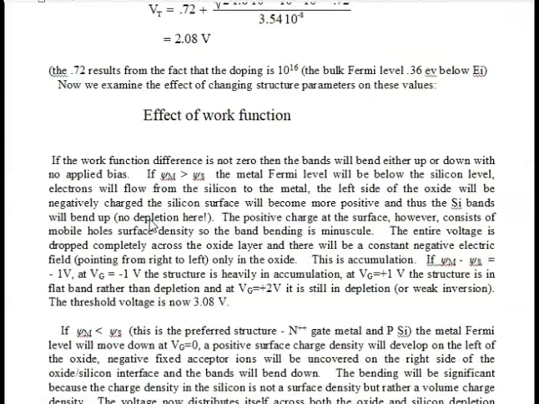Okay, now let's look at the effect of work function on all of this. So if the work function is not zero, the first case we considered the work function difference was 0. So now we're going to consider work function difference not equal to 0. And we start with the non-ideal case or non-preferred case where the metal work function is greater than the silicon.